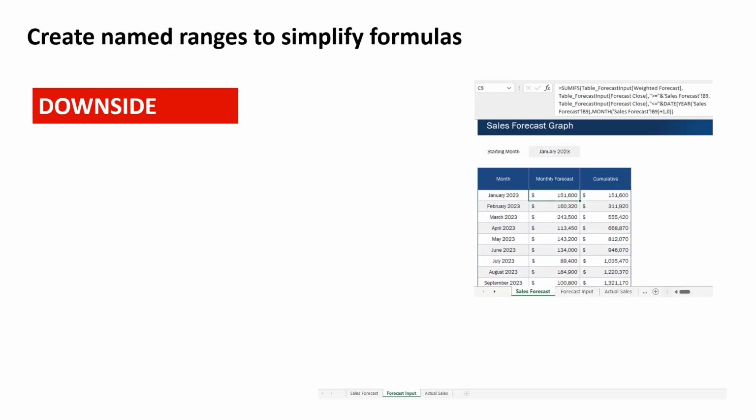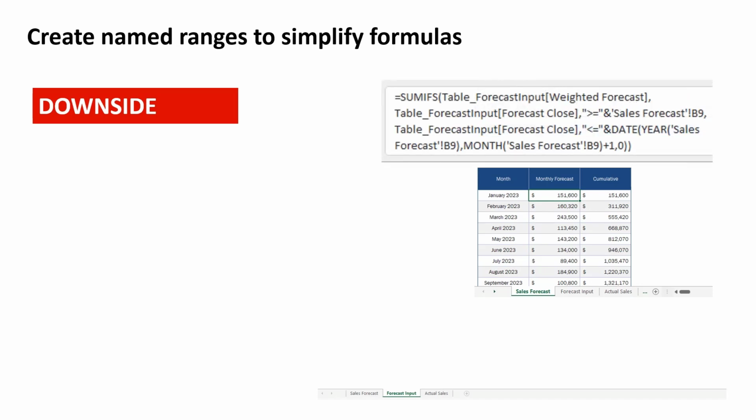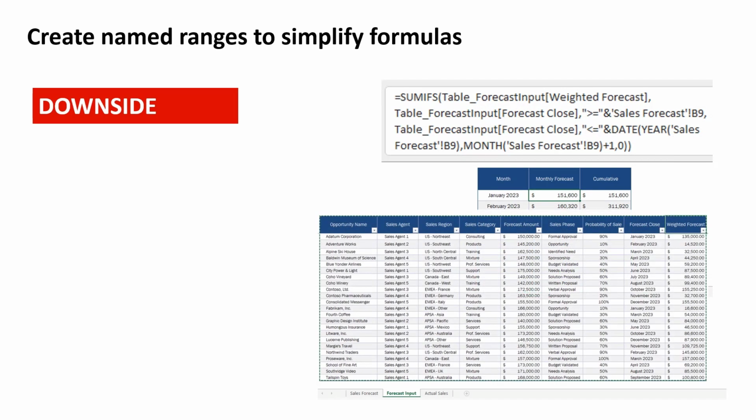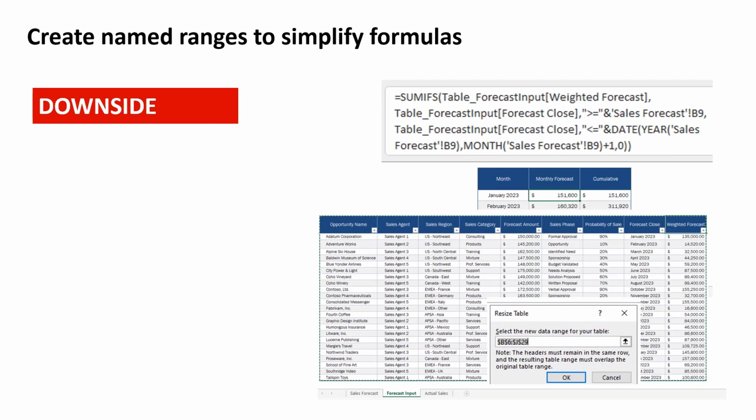Looking back at named ranges, you can see in the table on the right that the formula for the monthly forecast utilizes the names of a forecast input table and its columns. This makes the formula much easier to read. But a few downsides to named ranges and tables are that, one, they take a bit of time to set up and you have to take care to name your tables specifically and accurately in order for your formulas to actually be clear.